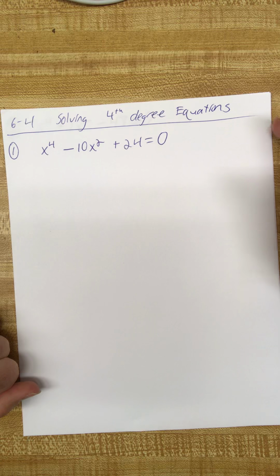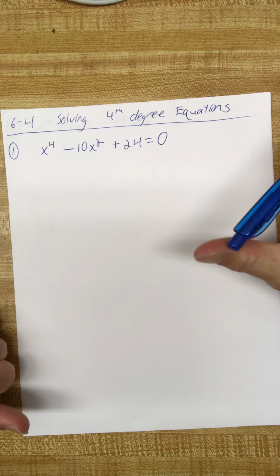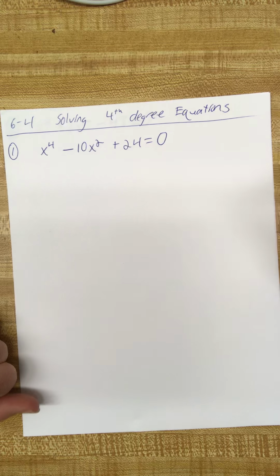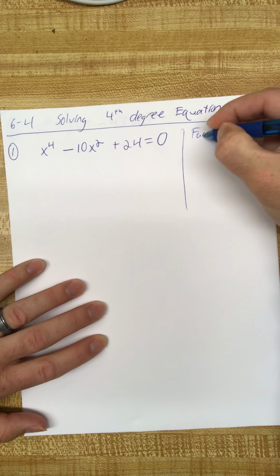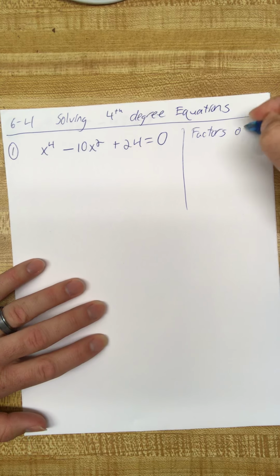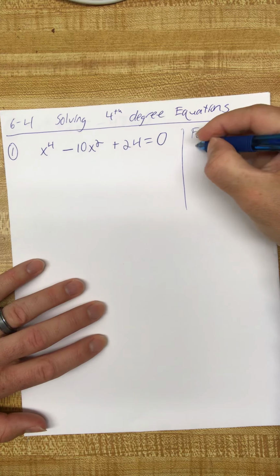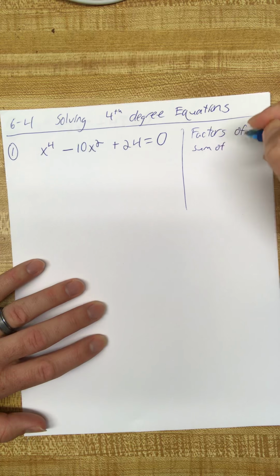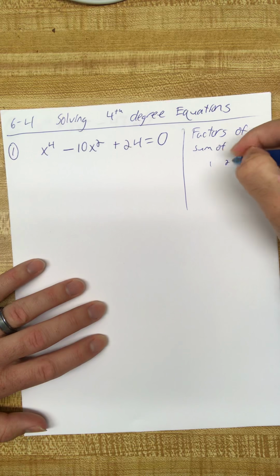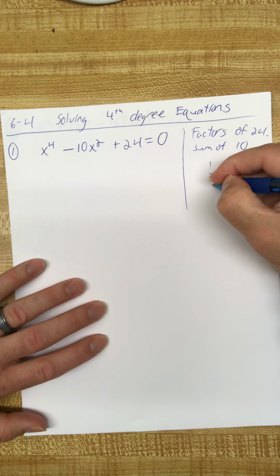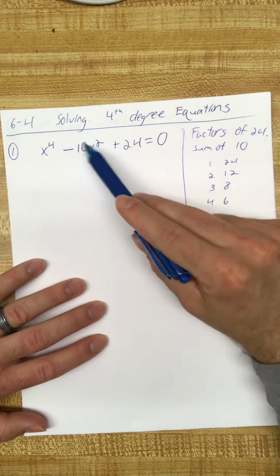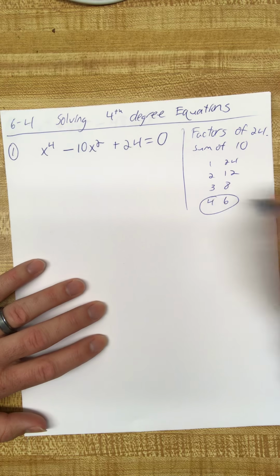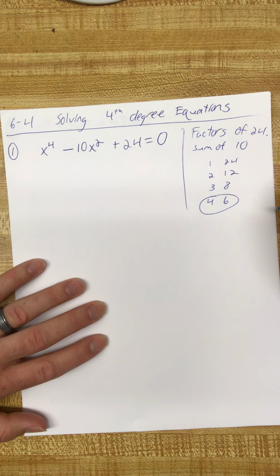So first up, I got x to the fourth minus 10x squared plus 24 equals 0. Alright, so this one we're going to factor just like we did back in chapter 5. So factors of 24, we need a sum of 10. So you got 1 and 24, 2 and 12, 3 and 8, and 4 and 6. Alright, so they got to add up to 10 here. So we're going with 4 and 6.